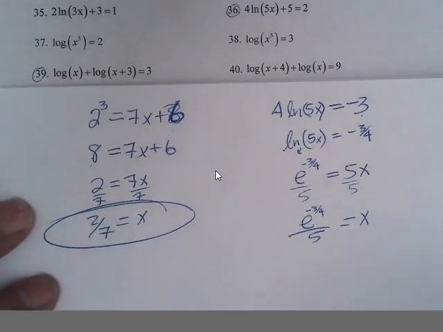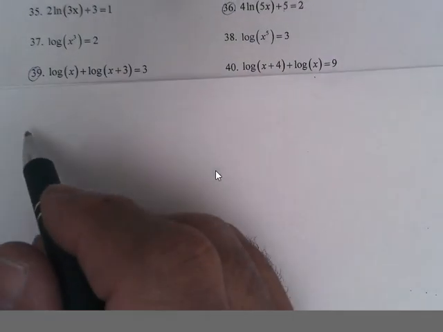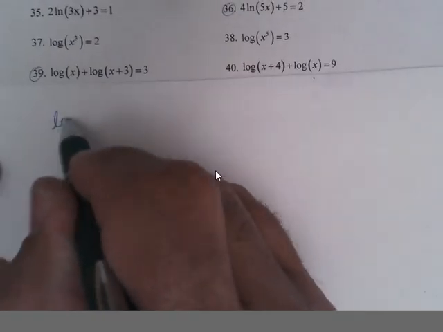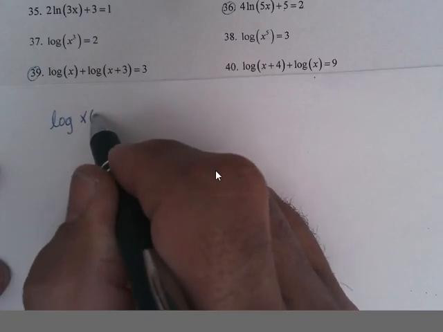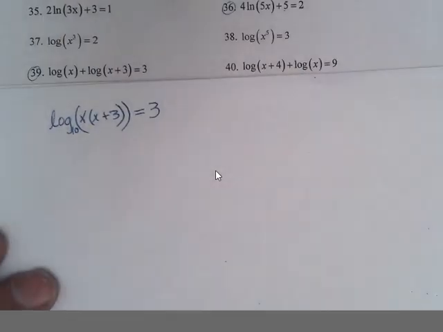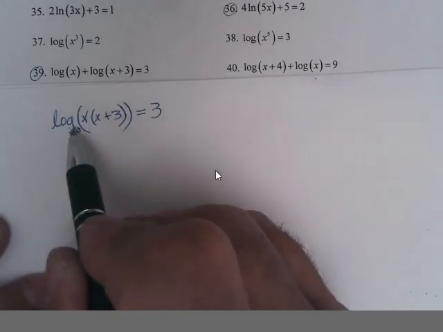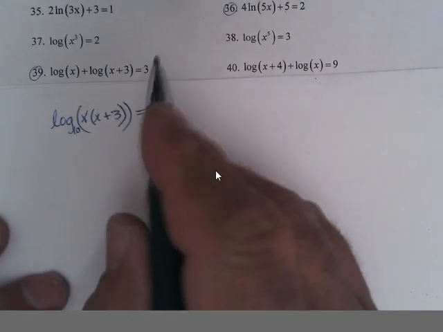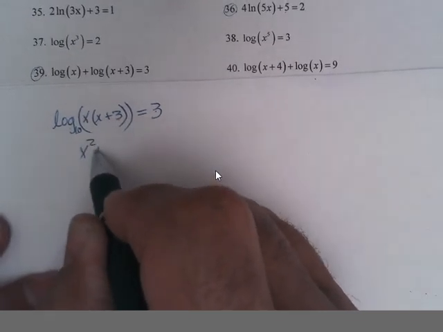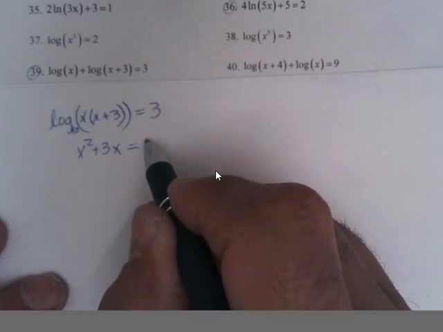39. So we need to do, this is a sum of logs, so we multiply, so we get log of x times x plus 3 equals 3. This is in base 10, so I'll now change this to a power equation. 10 to the third equals this. And this is x squared plus 3x equals 10 to the third, or 1,000.